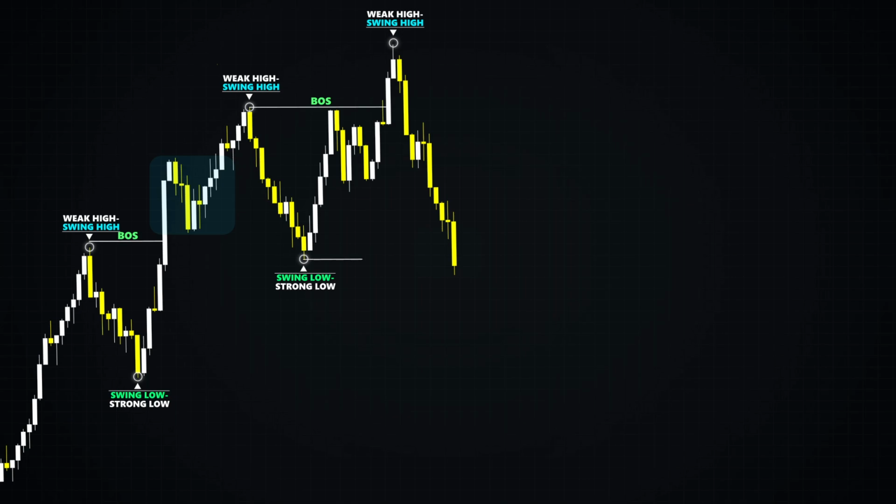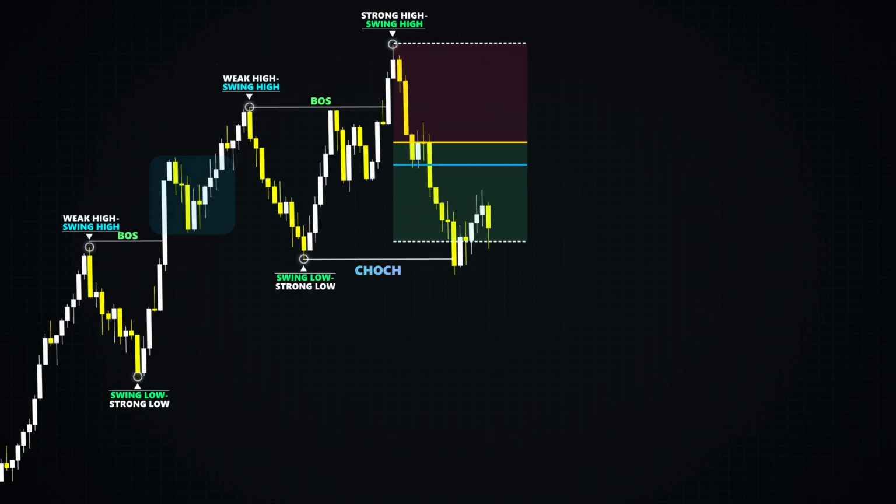This gives us a change of character. After a change of character, the trend might be shifting, so the previous weak high becomes the new strong high. Let's keep tracking. Price pulls back slightly. Draw your Fibonacci from the new strong high to the low of the pullback.